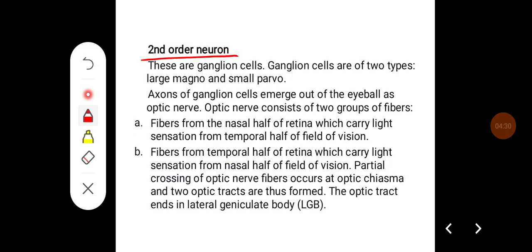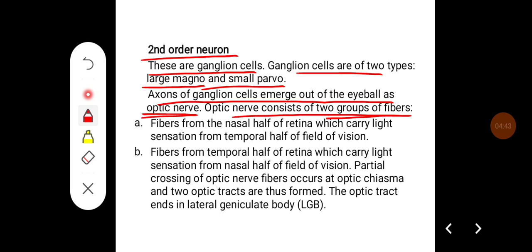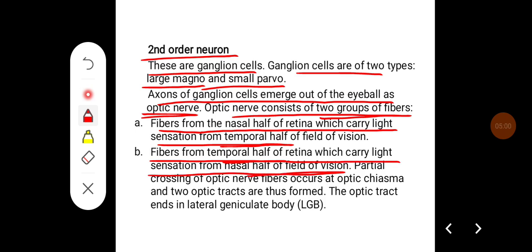Second order neurons. These are ganglion cells, and ganglion cells are of two types: large magno and small parvo. The axons of ganglion cells emerge out of the eyeball as the optic nerve. The optic nerve consists of two groups of fibers: fibers coming from the nasal half of the retina, which carry light sensation from the temporal half of the field of vision, and fibers from the temporal half of the retina, which carry light sensation from the nasal half of the field of vision.